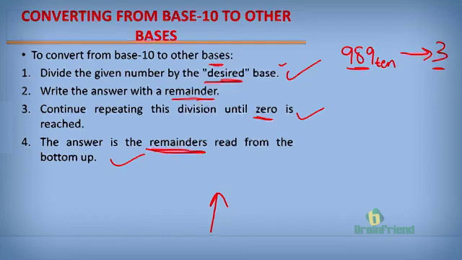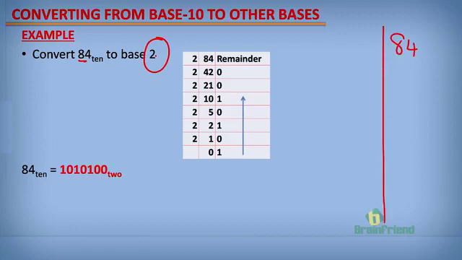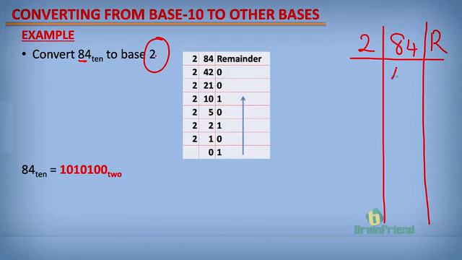Let's look at an example to explain what we are talking about. Convert 84 base 10 to base 2. The first step is to divide 84 by the desired base 2. So this is what we do. We have 84, long division, dividing it by 2, and we put another column here for the remainders. Let's denote that as R. 84 divided by 2 gives 42 without any remainder. The remainder is 0, so we write down 0.